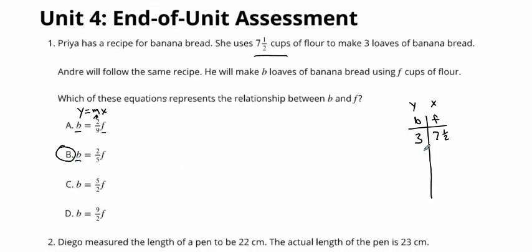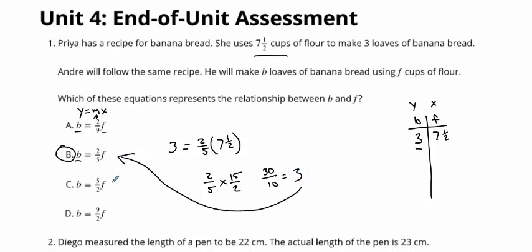So in place of B, we're going to put 3. 2/5 times 7.5. So when we multiply 2/5 times 7.5, we should get 3. So let's check that. 2/5 times 15/2 is 30/10, which does simplify to 3. So now we know that this one is correct.